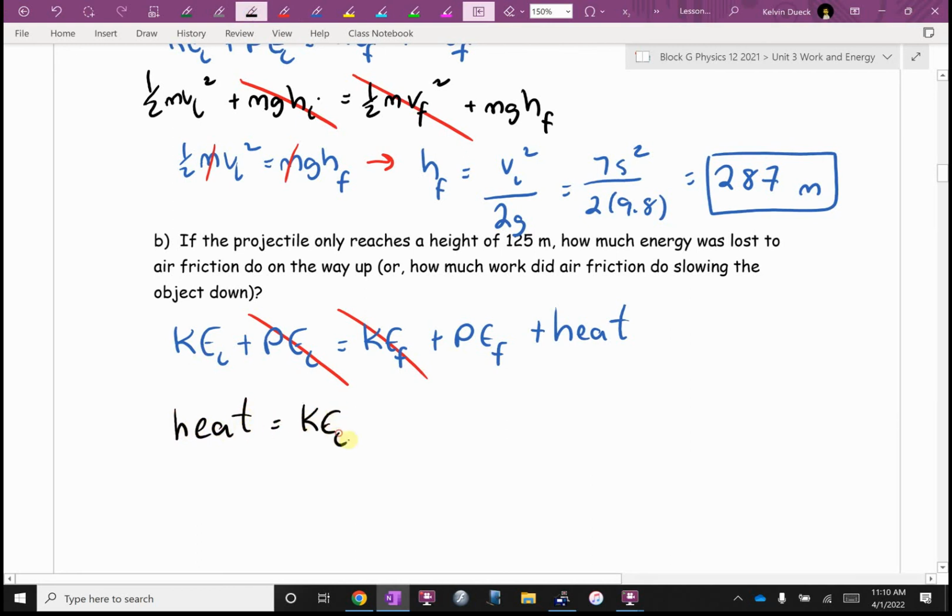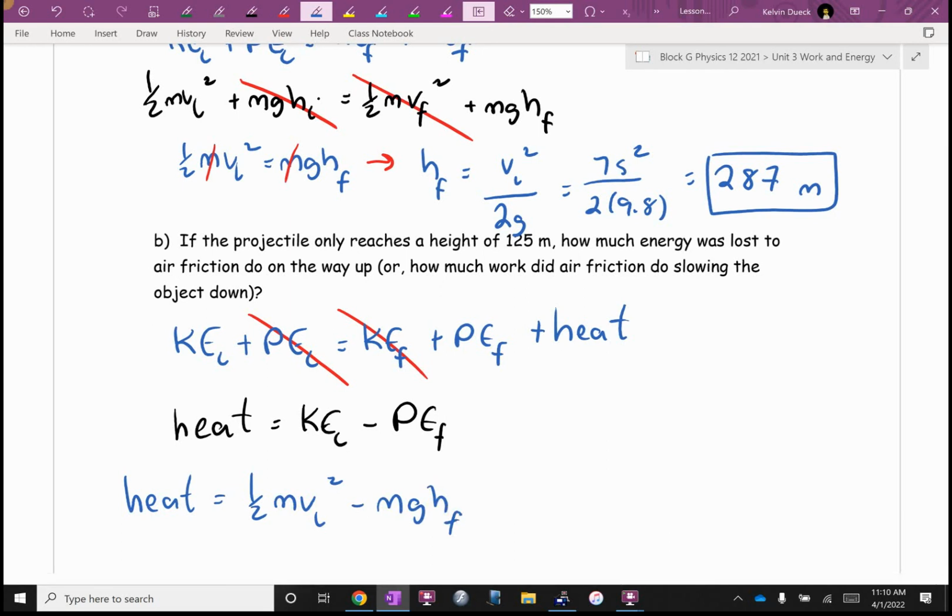So it's going to be KE initial minus PE final. The amount of energy we lost to heat is going to be a half m v initial squared minus m g h final. Brea, is there an m in the last term? Is there an m in the middle term? Is there an m in heat? Is there an m sitting there? So do the m's cancel here? No.